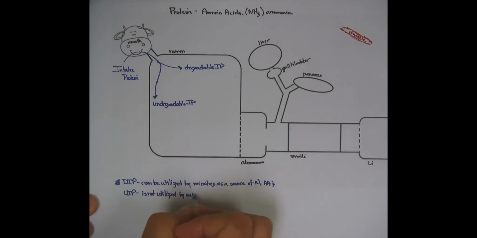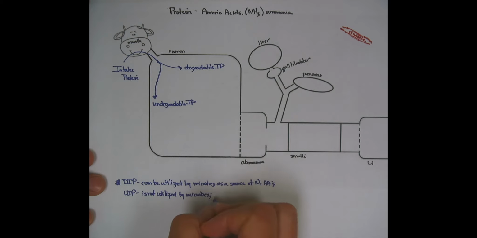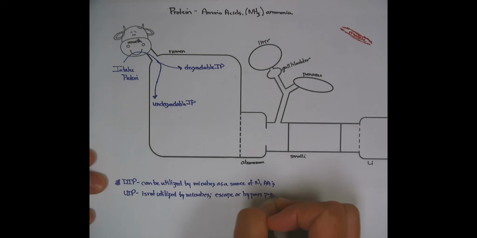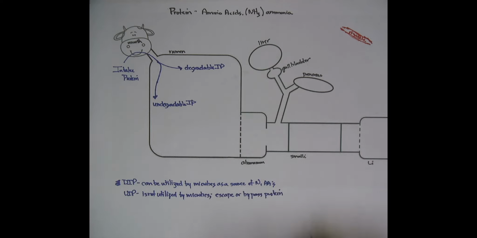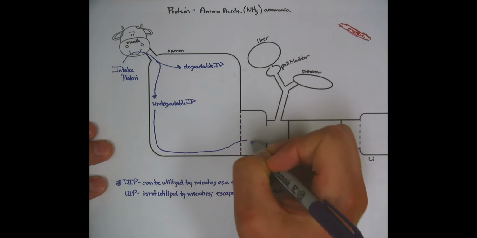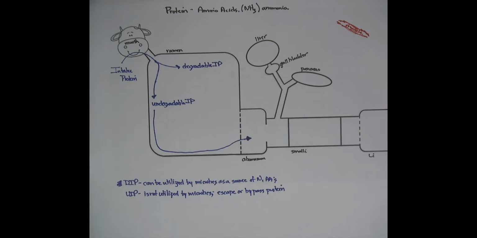And sometimes if you go to the feed store or listen to people talk about it, you might hear this referred to as escape or bypass protein. Okay? And so what happens to undegradable intake protein is it bypasses or escapes the rumen. Escape is a better word than bypass, and goes to the abomasum.